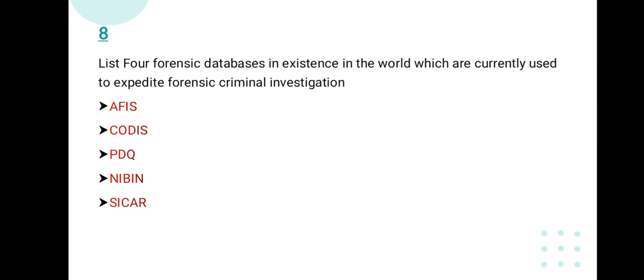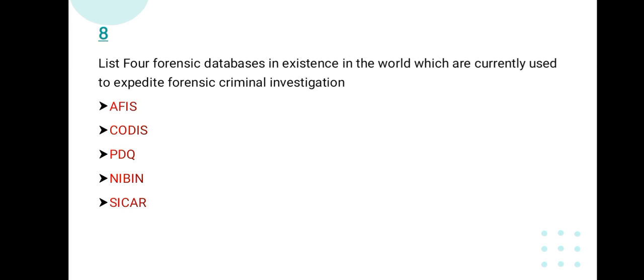Okay, question 8. List four forensic databases in existence in the world which are currently used to expedite forensic criminal investigation. We have CODIS, we have AFIS, we have PDQ, we have NIBIN, we have SIGA. And these databases are used to store different types of data. Like for CODIS, it's the DNA. AFIS, we have the fingerprints. PDQ is the paint data query. NIBIN is something to do with ballistics, etc.